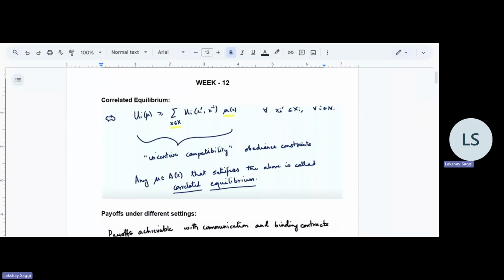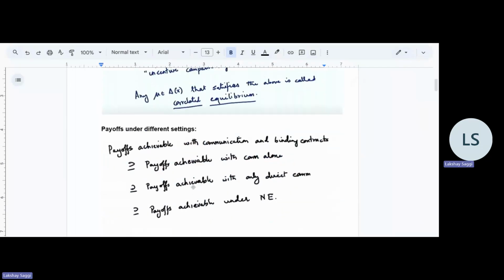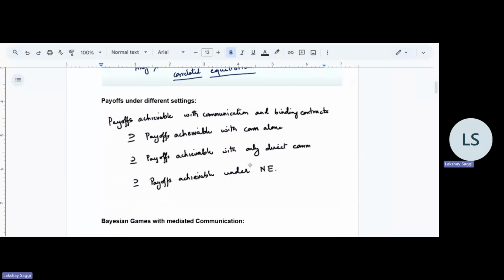So this is just a high-level picture of what was covered. Mainly this sharing of randomness, or this correlation of randomness, is what gives us various new outlooks on the payoffs which can be achieved. So in correlated equilibrium, maybe we should just discuss this. This is what I was saying previously, that there are payoffs achievable under Nash equilibrium, when you are not introducing any communication. Then there are payoffs which are achievable.